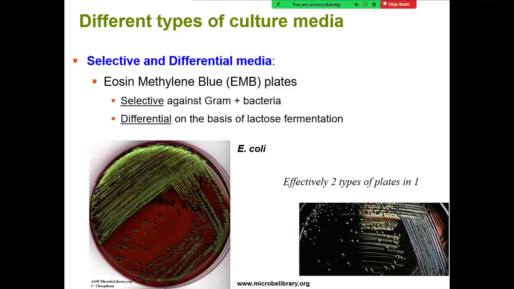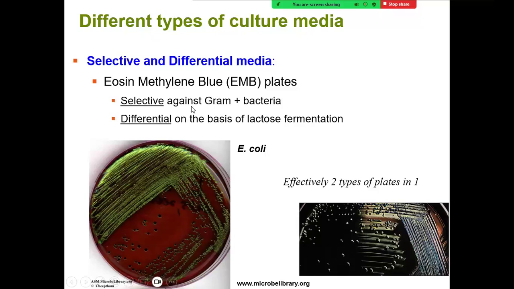All right. We also have combined media, selective and differential media. An example of a selective and differential media is eosin methylene blue, or EMB plates. It is both selective and differential. It is selective in the sense that gram-positive bacteria are selected against, and then gram-negative can grow on the plate. So it's selective for gram-negatives, selective against gram-positive bacteria. Why it's selective against gram-positive: it has two dyes, eosin and methylene blue, and they get inside the gram-positive cell and then prevent the gram-positive cell from growing.